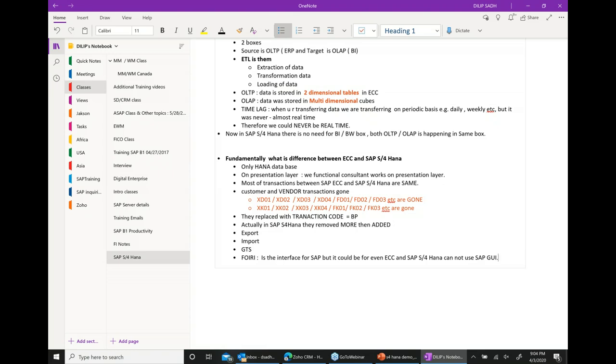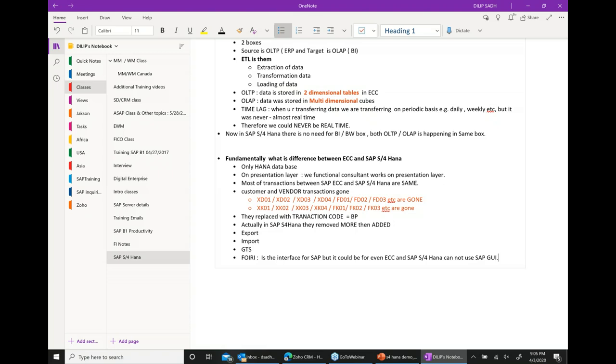We are using SAP GUI in ECC, and GUI can also be used in S/4HANA. Fiori can also be used in ECC, and Fiori can also be used with SAP S/4HANA. So Fiori has nothing to do with SAP S/4HANA per se. Fiori is SAP's other interface, which you can use as per your requirement and need. You can use Fiori as an interface in ECC, provided you are on ECC 6.0 and enhancement pack 7. If you're lower than that, then it's not supported. So you have to be on that version, and then you can have Fiori.